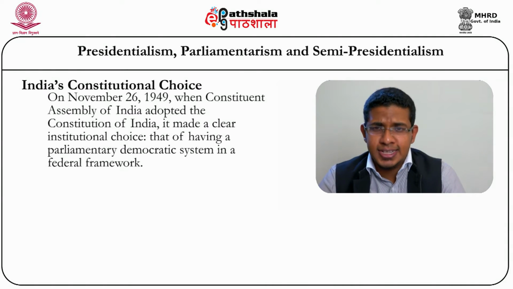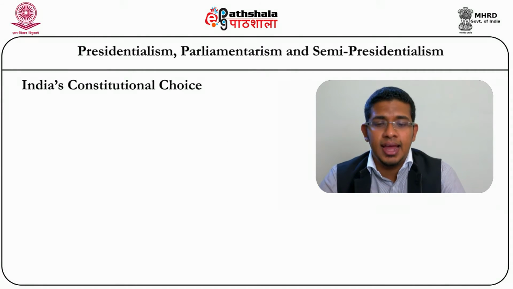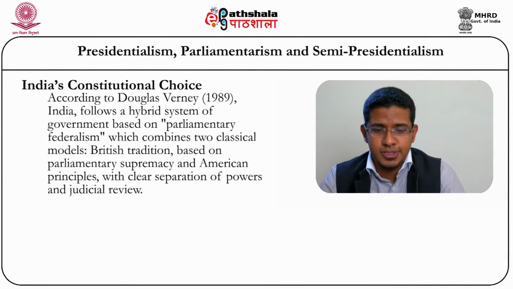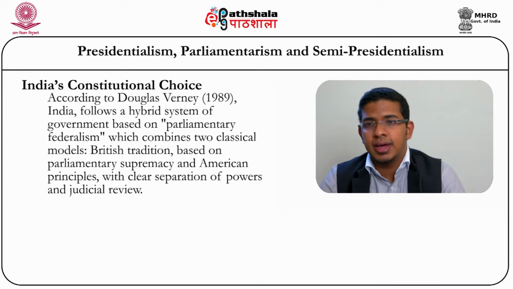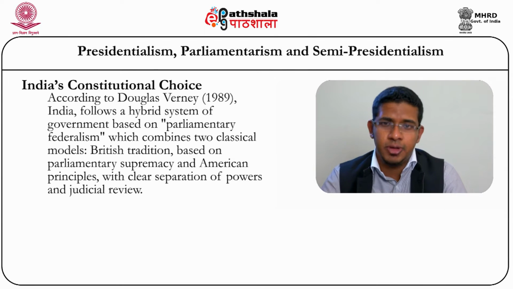So coming to the last part of the lecture, on India's constitutional choice: on November 26, 1949, India made a clear institutional choice, that of having a parliamentary democratic system. That system of government has been described by Douglas Verney as parliamentary federalism, which combines some of the features of the British parliamentary system with some of the American features of judicial review and separation of powers.